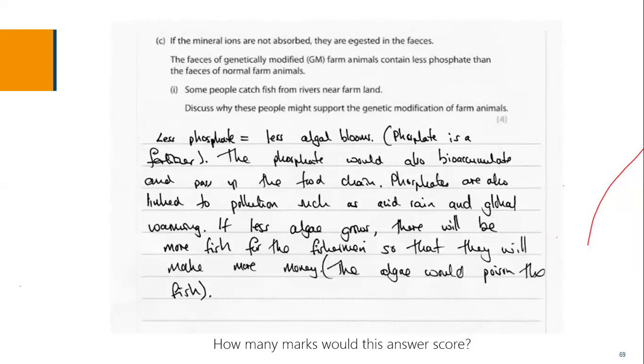This gets 1 mark at the beginning for saying less algae, and it just about gets 1 mark at the end for saying the fish would die because it says the algae poison the fish. The information in between is confused. Phosphate is not directly poisonous and doesn't bioaccumulate. It certainly isn't linked to acid rain and global warming. It is important that candidates are clear about the different pollutants that they learn about and the effects of each one. It's quite common for students to confuse the different pollutants, and this loses them marks.